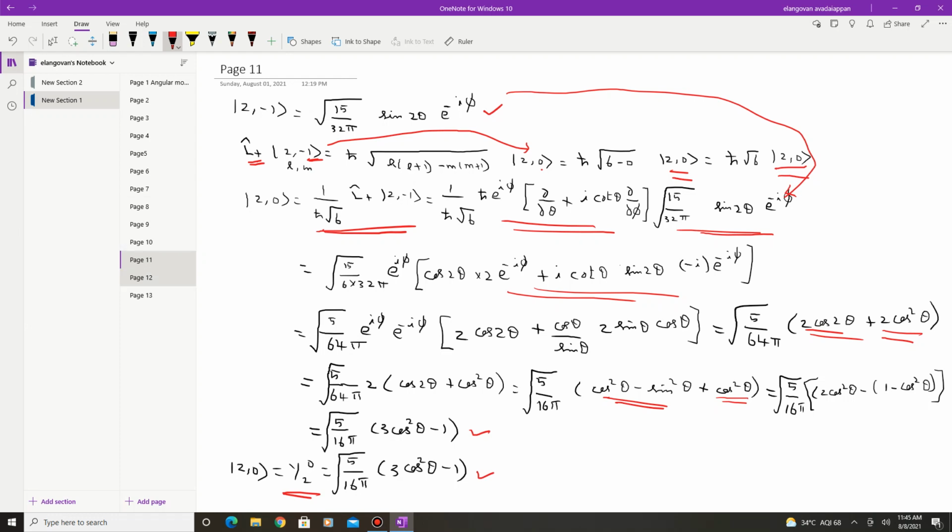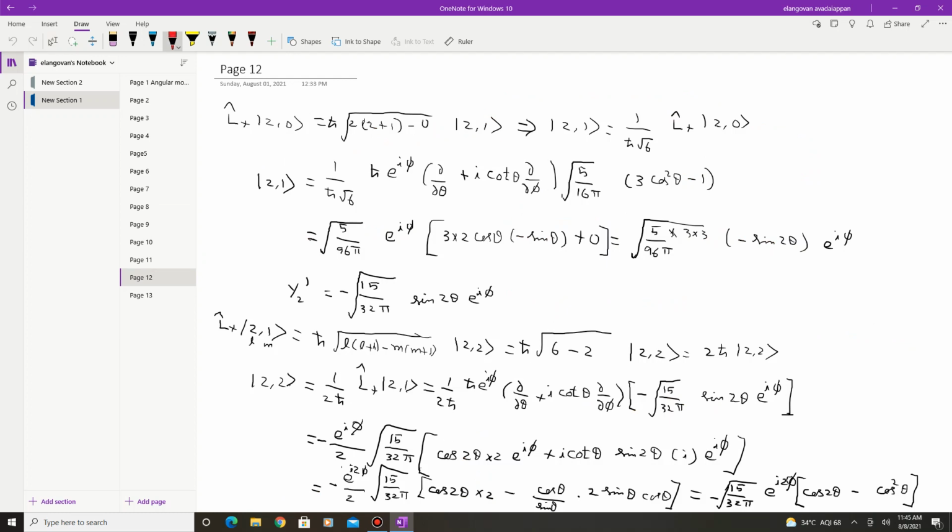Then again you have to calculate the 2,1 state. If you want to calculate the 2,1 state, you have to take the 2,0 state and use the raising operator L plus on this one. You will get this expression, which is reduced further. So 2,1 can be determined with this expression. From this L plus you have to substitute for L plus. This is your L plus, and this is your 2,0.